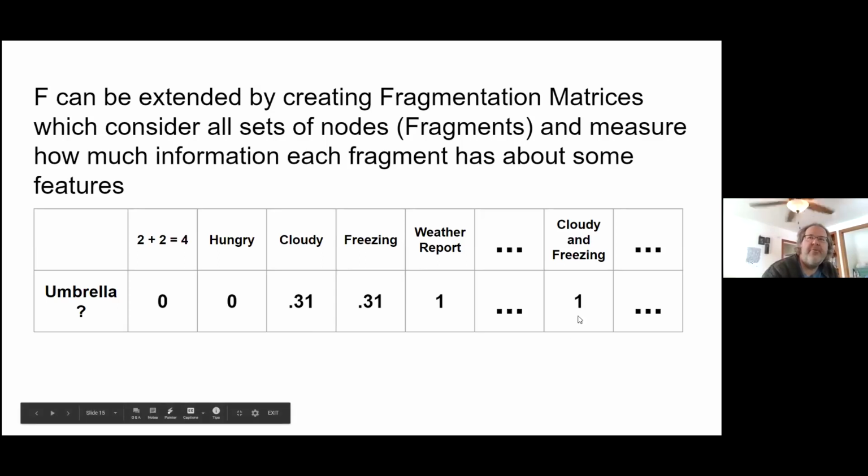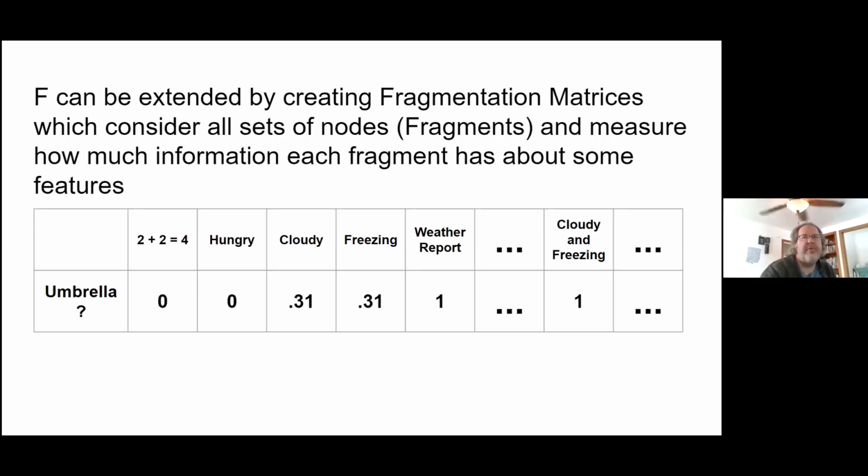Interestingly, if we take them both together, they absolutely tell us whether or not we should take an umbrella. But the weather report on its own tells us that. These are all fragments of size 1, right? These are my 5 fragments of size 1. And then I have fragments of size 2 and 3, and cloudy and freezing happens to be a fragment of size 2. I didn't list all the other ones because it gets kind of big. But this is essentially what this whole fragmentation idea is about.